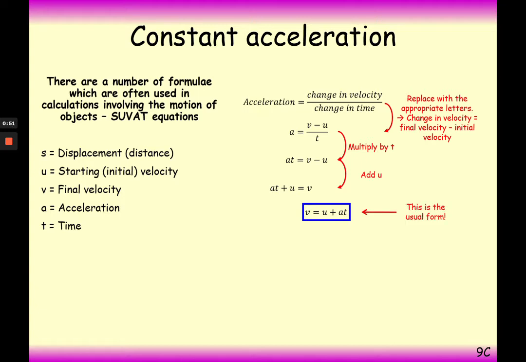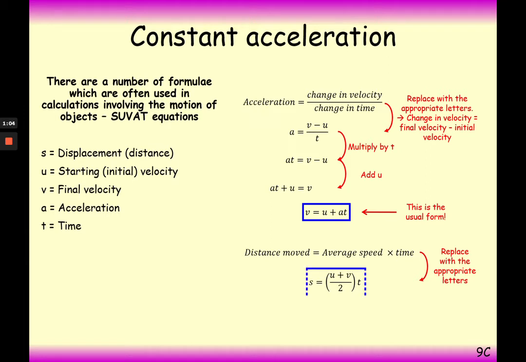The next one we're going to derive: if you know that the distance travelled is average speed times time, then in vector form that's displacement is equal to the average velocity, so (U plus V) over 2, multiplied by time. And that's the second one we're going to use.